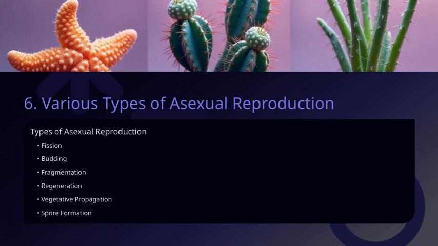Regeneration is another fascinating process, especially in animals like starfish or certain worms. If a part of the organism is lost or damaged, it can regenerate into a complete new individual, essentially regrowing the missing parts. Fragmentation involves the organism breaking into pieces, each of which can develop into a new, complete organism. This method is common in some invertebrates and simple plants.